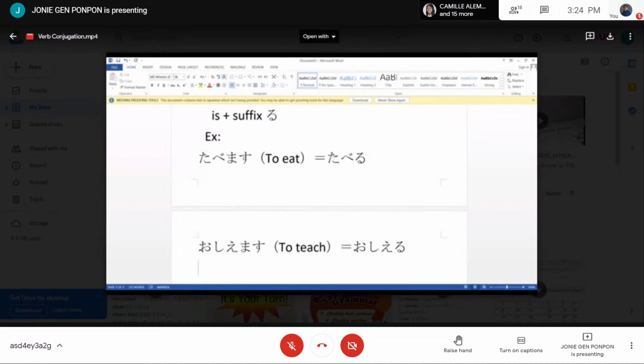How about the special verbs? Let's have a Nihongo verb that is a special verb. Dekimasu. Dekimasu. Yes, it's a group 2 verb meaning can. Okay?